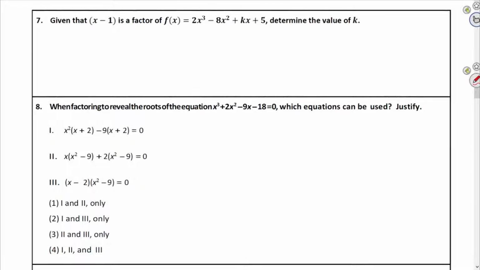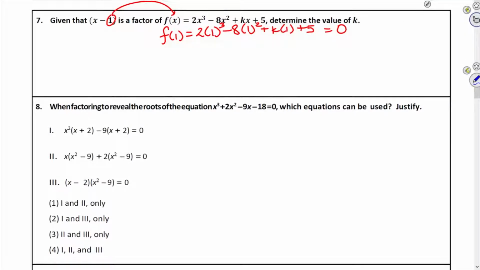Determine the value of k. For this problem, it is much easier to use the remainder theorem and the factor theorem. Maybe you can get there using long division, but it would not be very pretty at the end. So let's use the remainder theorem and the factor theorem, and I'll plug in positive 1 into the function. If it is a factor, that means the remainder is equal to 0.